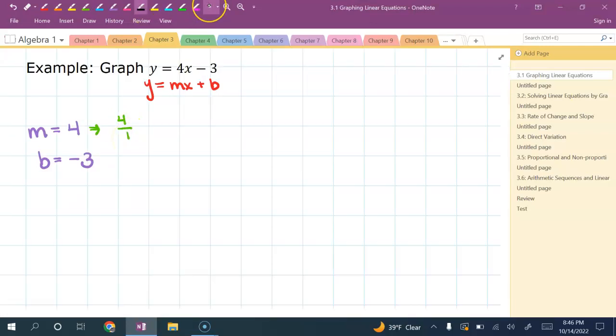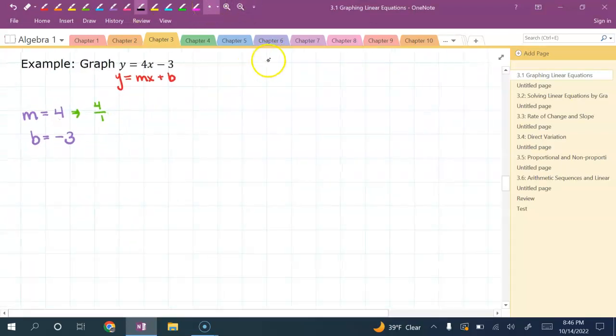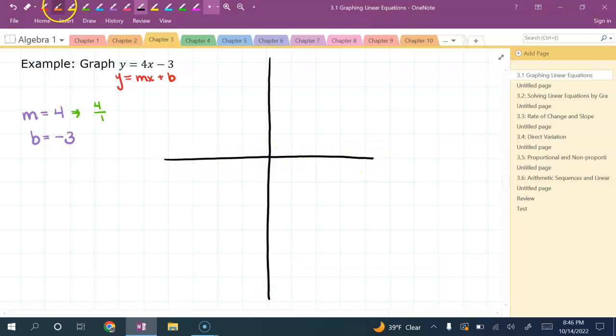So now let's graph. Your b is -3. So from 0, 0, you're going to count down 1, 2, 3, and draw your first point. Then for your slope, 4 over 1, from that -3 that you just graphed, you're going to go up 4 and right 1.